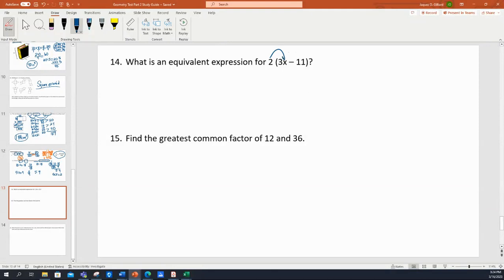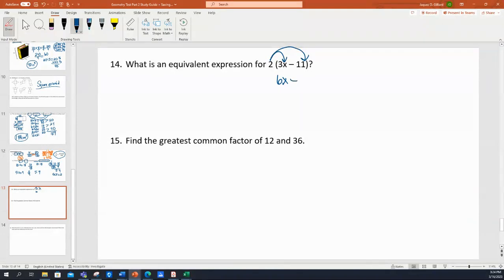So what is 2 times 3x? You know that 2 times 3 is 6, so we attach the x. And then we come over here and do 2 times negative 11. 2 times negative 11 is going to be negative 22. And therefore, you're done. That's an equivalent expression.